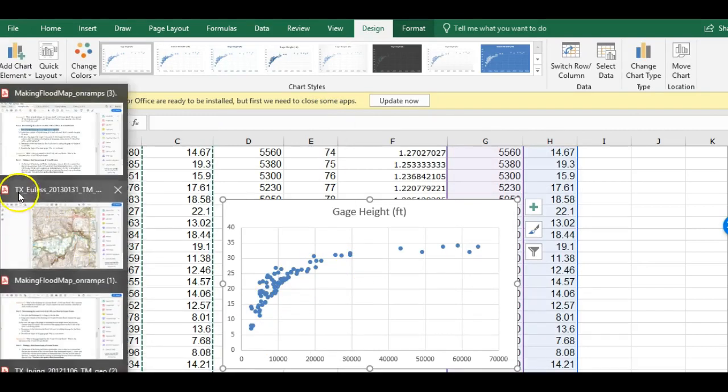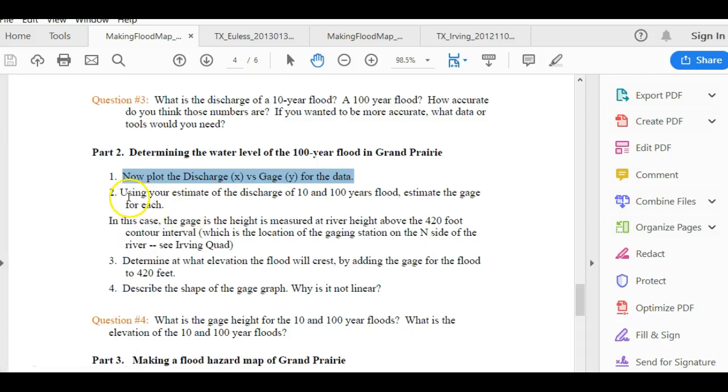Now that I have it, I'm going to come back to my directions. It says, now use your estimate of the discharge of 10 and 100 years. I'm not giving you the answer for this. You already wrote it down. You're supposed to use your previous graph for this. That's the numbers you put here. So I'm going to pretend momentarily for my 10-year graph that I got 20,000 feet.